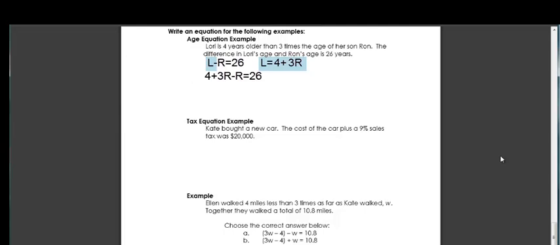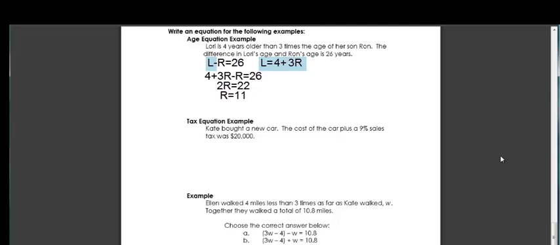Okay, so let's just finish working through this problem. If we have 3R minus 1R, that'll give us 2R. And if we subtract the 4 over to the other side, that'll give us 22. So we get 2R equals 22. Divide both sides by 2, and we get R equals 11. So Ron is 11 years old.